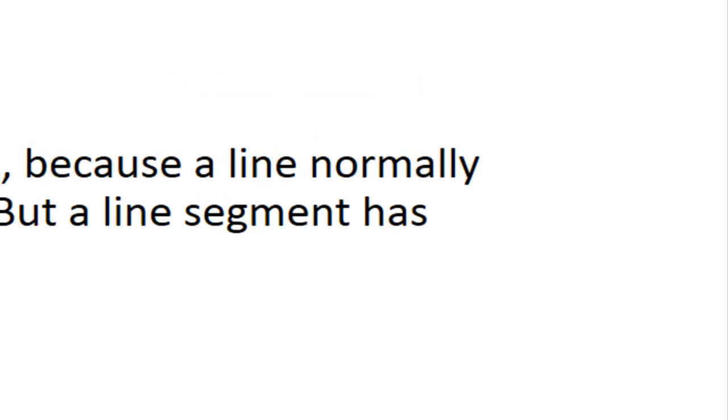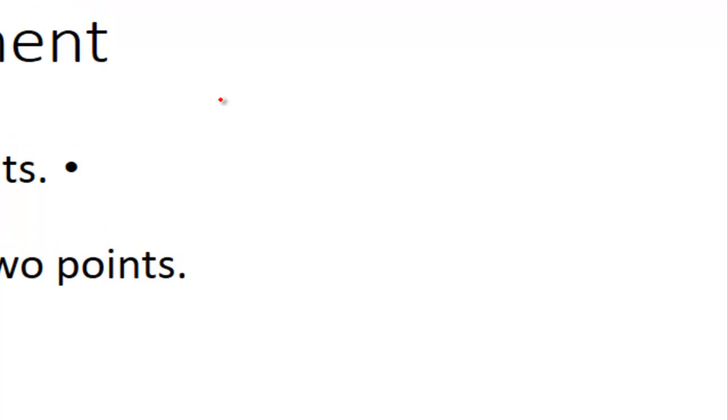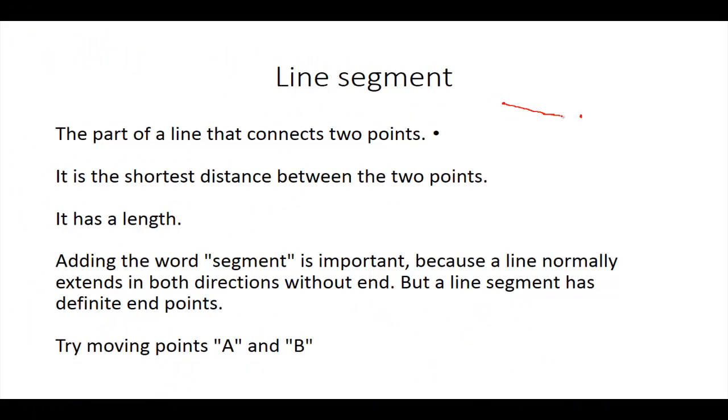Okay, so let's see the first one. A line segment is a part of a line that connects 2 points. Let's see. We have a point right here, and we have another point right here. So if we connect the 2 points by a straight line, sorry, it's hard to draw with the mouse. So if we connect the 2 points by a straight line, this line represents something called a line segment, and it's the shortest distance between 2 points.